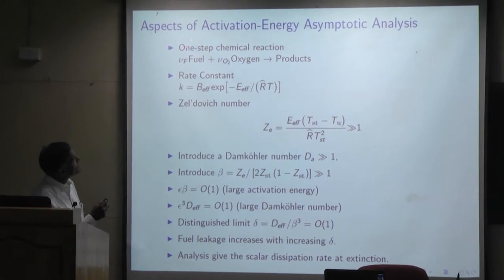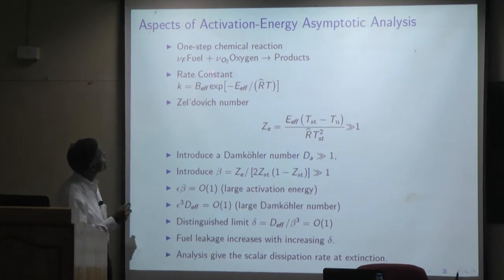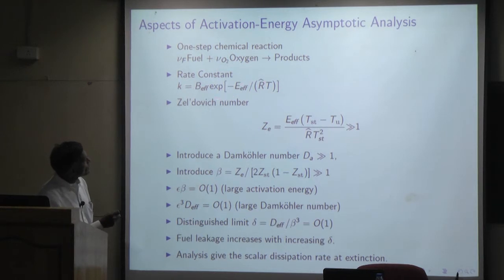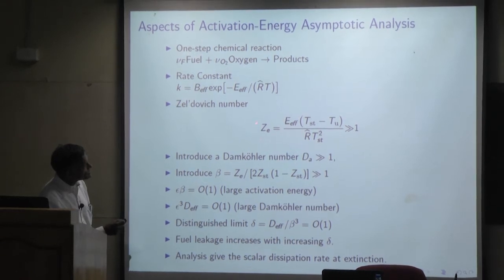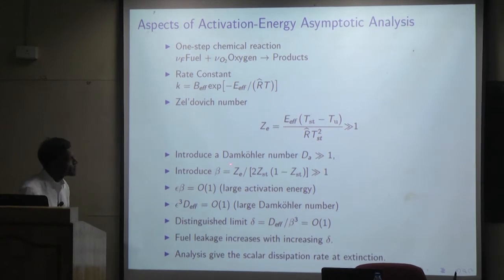Essentially, in activation energy asymptotics, as I said, the chemical reaction is approximated by a one-step process, fuel plus oxygen going to products, and that's the rate constant. The key assumption here is that the activation energy, the ratio E over R, the activation temperature, is large. As a consequence, the Lewis number, which is again constructed from this activation energy, is large. So this is the central assumption: a one-step reaction with large activation energy.